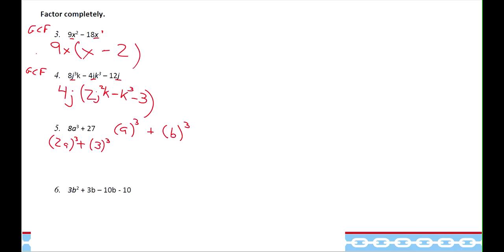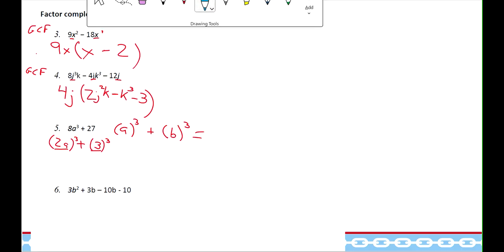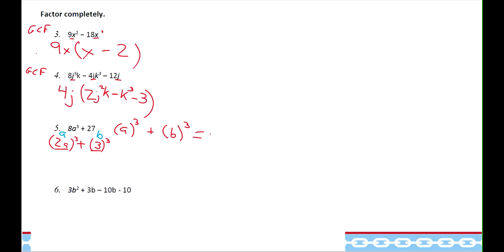So anywhere then in this relationship that I see a, I am going to write down this 2a, and anywhere in the relationship that I see b, I'm going to write down a 3. So this is going to be my a value, and this is my b value. And that relationship is a plus b times a squared plus ab. So you're just going to multiply the two factors, and then plus b squared.